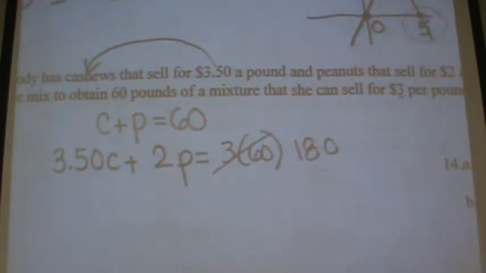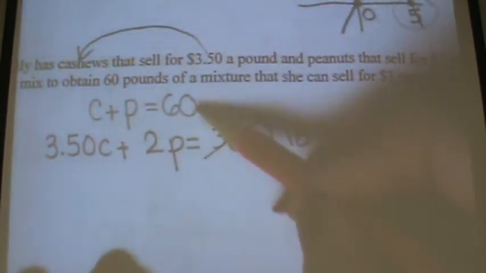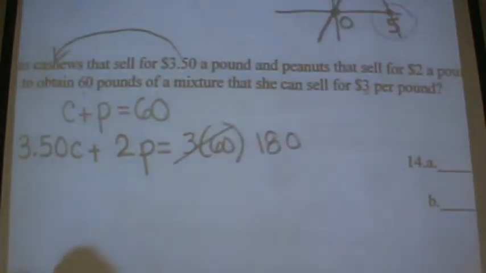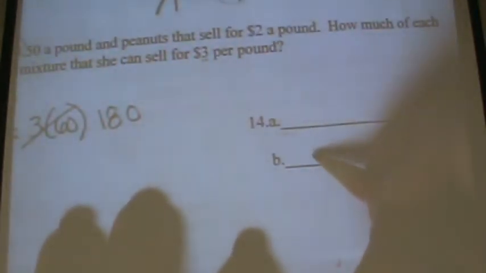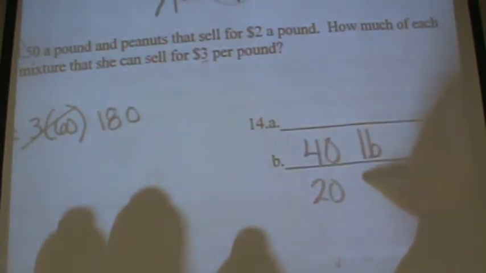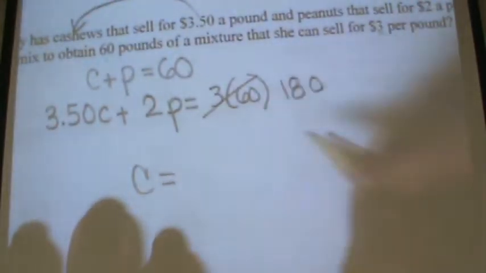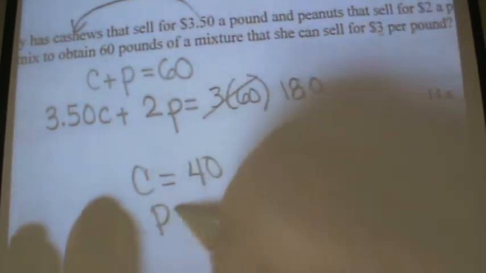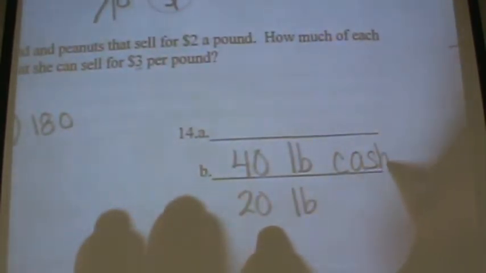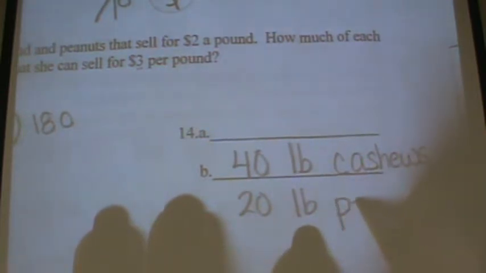Now, how are you going to solve this? I don't care. I want to see these two equations, or what you could do is solve for P and plug it in and write that equation, I don't care. But the two answers are 40 and 20, and I want you to label it. When you find the first one, C ends up being the 40, and the P is the 20. So what do C and P stand for? Cashews and peanuts.